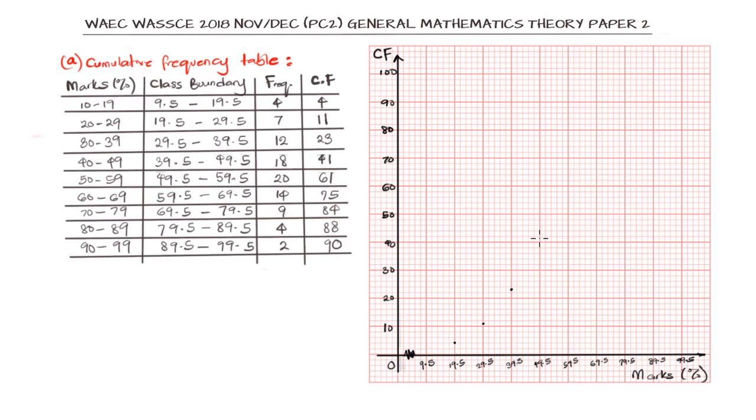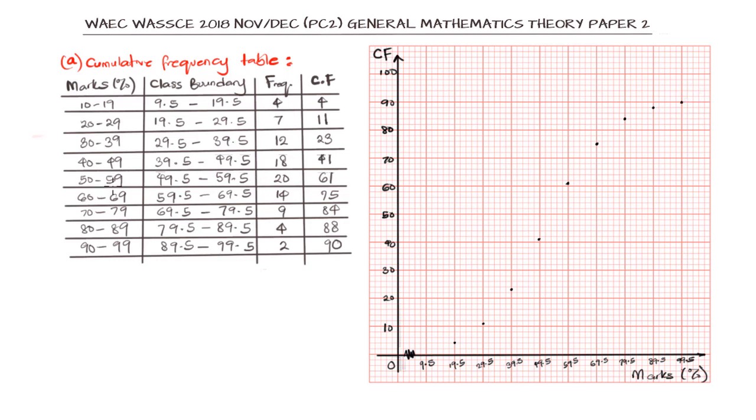Then 41 and 49.5. And then 61 and 59.5. Then we have 75 and 69.5, 84 and 79.5, then 88 on the vertical axis and 89.5 on the horizontal axis. Then finally 90 on the vertical axis and 99.5 on the horizontal axis.